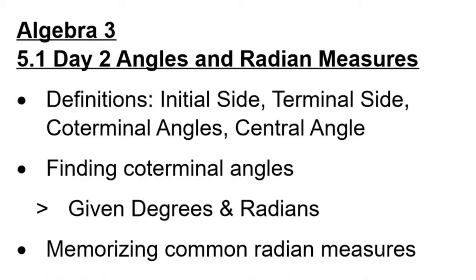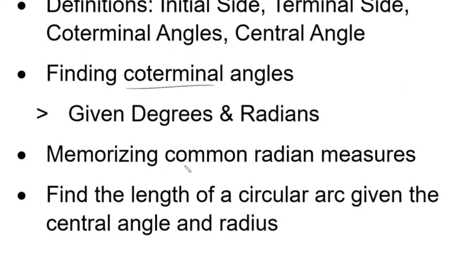Now, this lesson is all about getting comfortable with radians and then a couple of other side things about definitions of angles. So, the first thing we're going to do is look over the initial side, terminal side, coterminal angles, central angles. We'll mess around with these for a little bit, and then we'll talk about finding coterminal angles given other angles that are coterminal. And then the big thing is memorizing common radian measures.